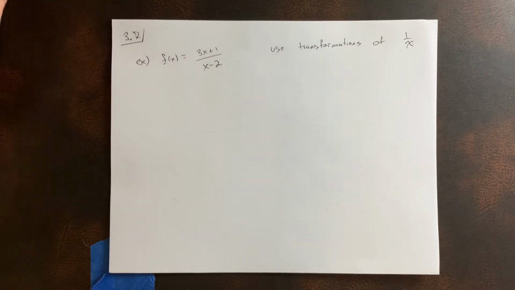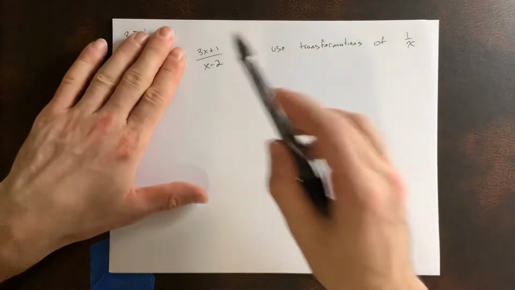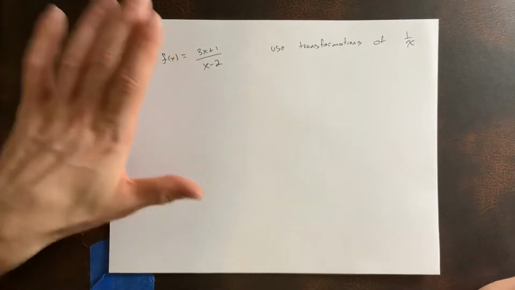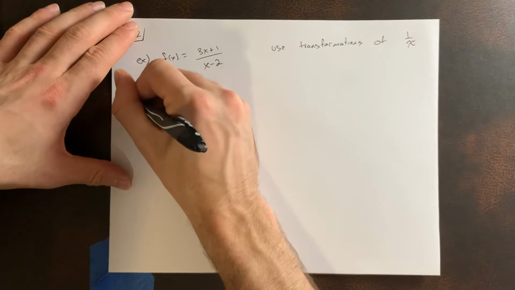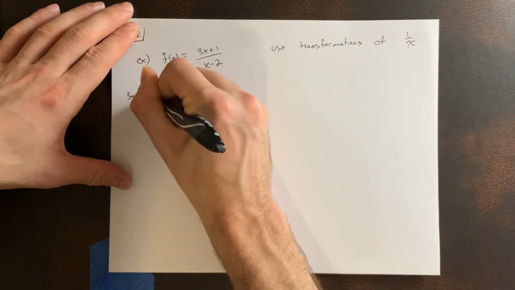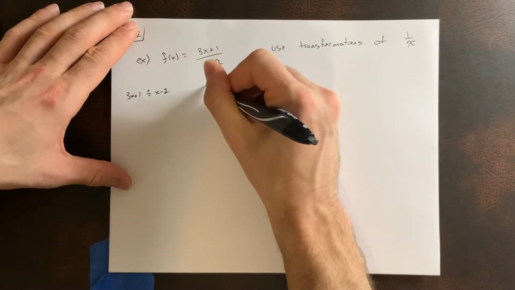But how we're able to find that is by using synthetic division. And so the technique to use synthetic division in this situation, we just want to pretend that we're just doing this, 3x plus 1 divided by x minus 2. So another way of writing that is, 3x plus 1 divided by x minus 2. Now let's do synthetic division with just this problem.